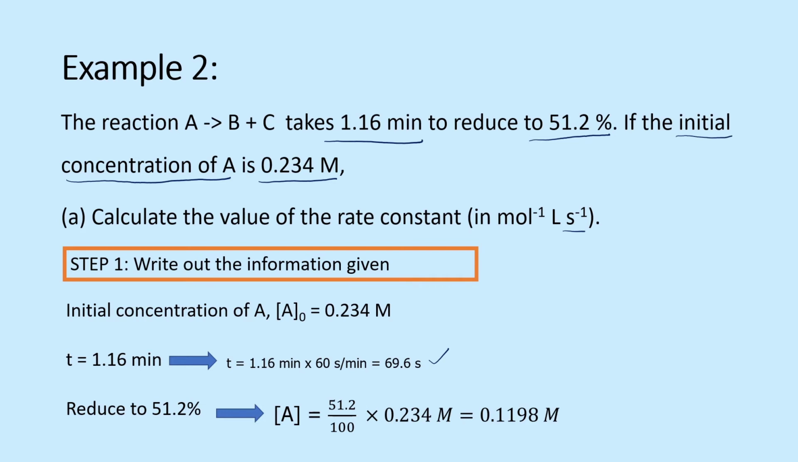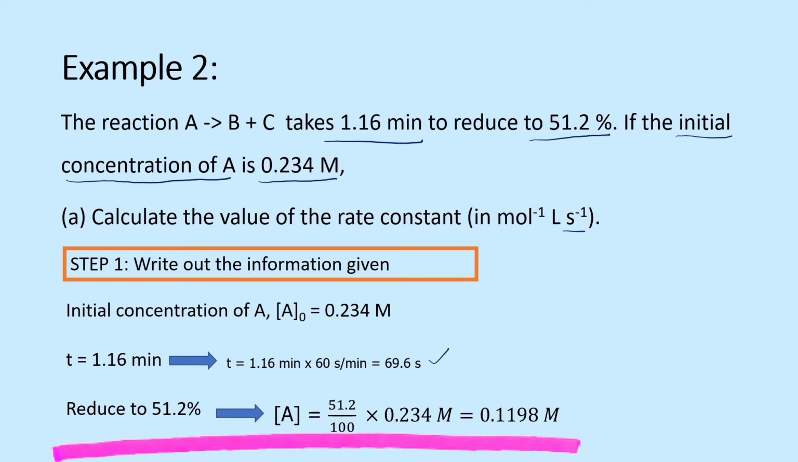And that 51.2%, we need to convert it to concentration. How do we do the conversion to concentration? What we need to do is use the 51.2% multiplied by the initial concentration to give us 0.1198 molar as the remaining concentration of A after 1.16 minutes of reaction.